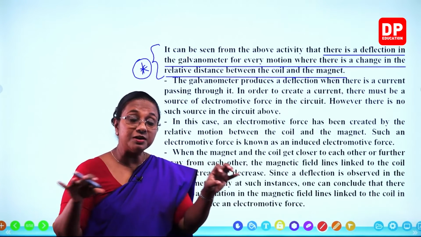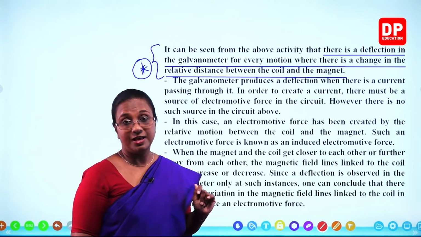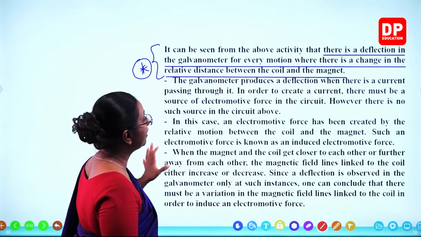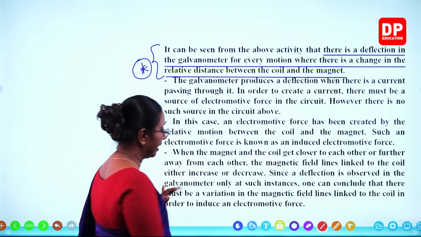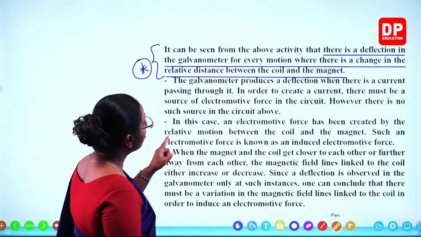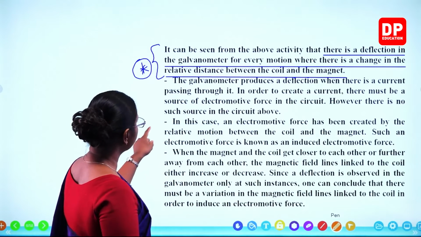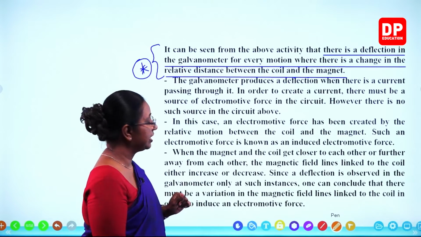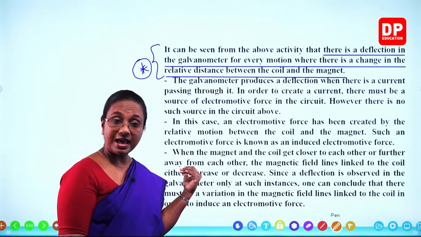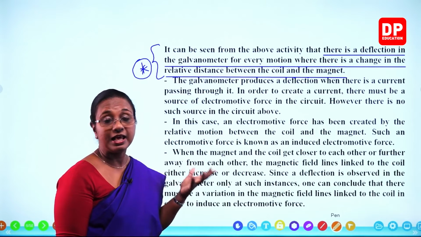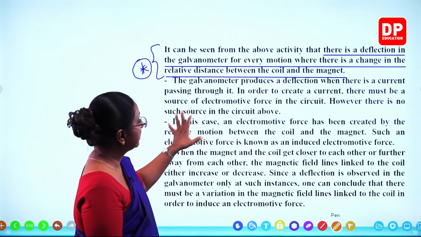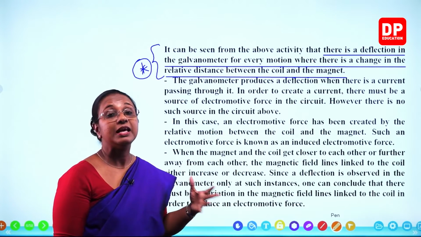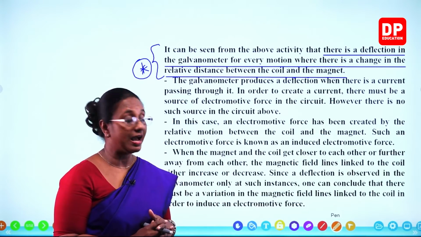But when we move them away from each other, there was deflection. So then, the galvanometer produces a deflection when there is a current passing through it. That you can understand. In order to create a current, there must be a source of electromotive force in the circuit. However, there is no such source in the circuit above. So in that activity, we didn't have any source of electromotive force. So because of that, the electromotive force should have been induced. That is what you can understand.